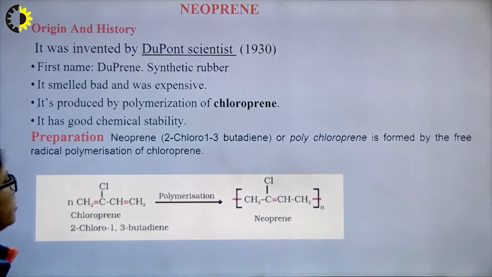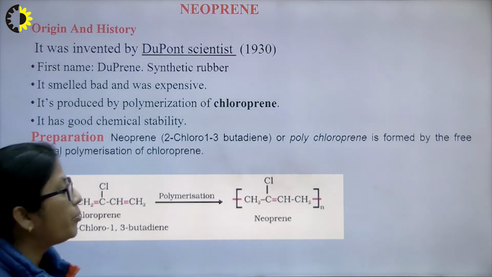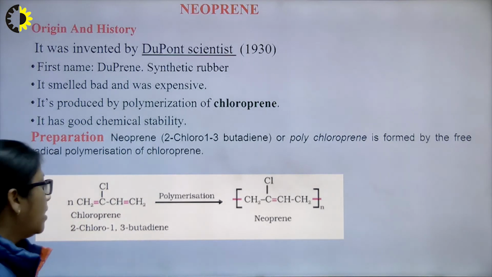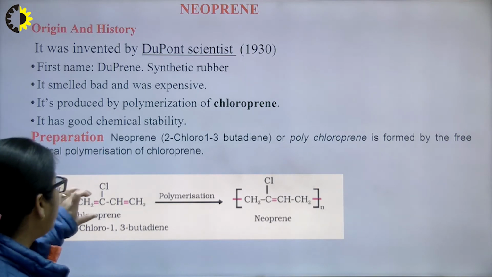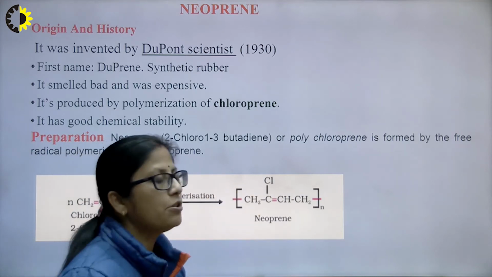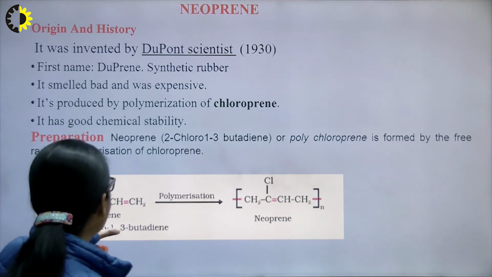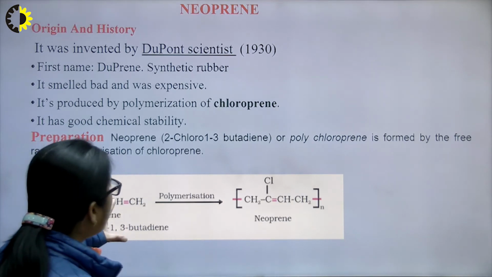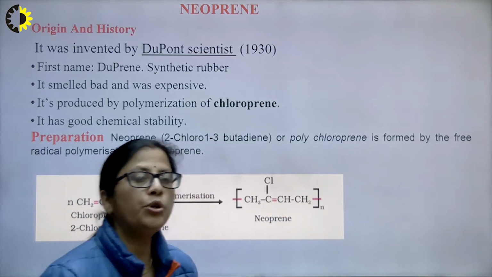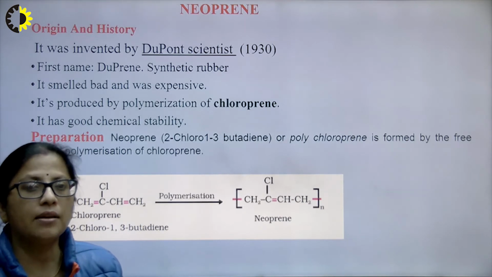Coming to the preparation, neoprene, which is polychloroprene, is formed by free radical polymerization of chloroprene. Now, this 2-chloro-1,3-butadiene is chloroprene. When it undergoes polymerization, it leads to the formation of neoprene. During polymerization, the double bonds open up and there is a shifting of double bonds. As a result, the double bonds come in the center and there is a position for two new bonds at the corners. Therefore, the chain elongation process can take place.